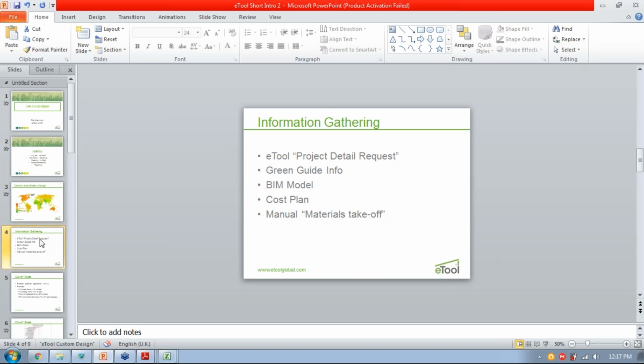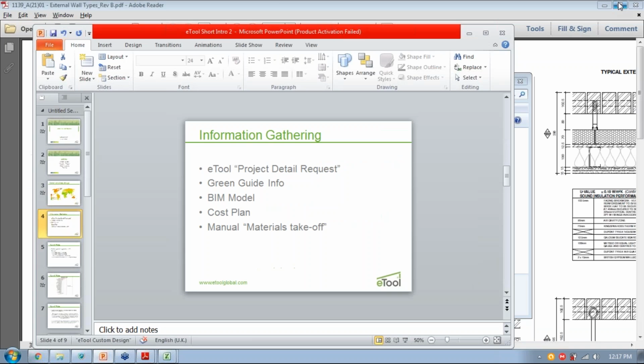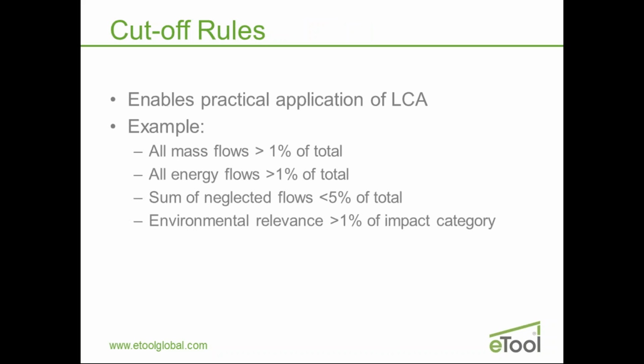We could keep on modeling over and over and over and gathering all this information, but it's going to make negligible difference to the overall results. And there's some defined rules for that. And let's just go full screen here. And that's what we call the cutoff criteria.